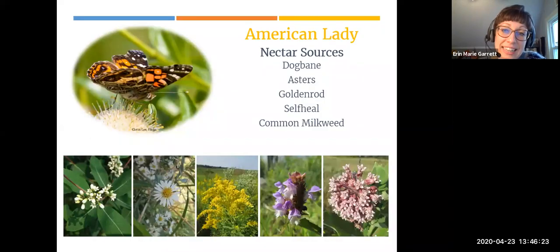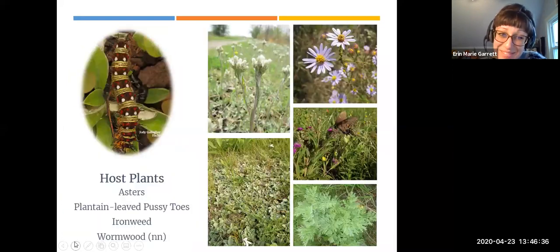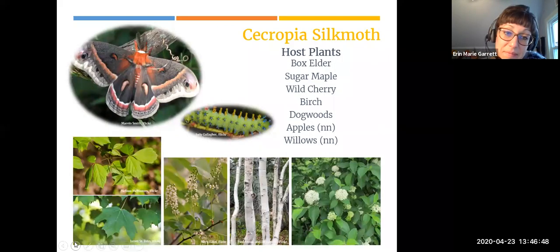We've got the American lady butterfly that will prefer to visit dogbane, a whole bunch of different asters, goldenrods, self-heal, common milkweed. We're already seeing milkweed a lot, so milkweed's a great choice. The caterpillar for the American lady is going to feed off of asters, ironweeds, plantain-leaved pussytoes. Some great choices. All right, let's look at some moths.